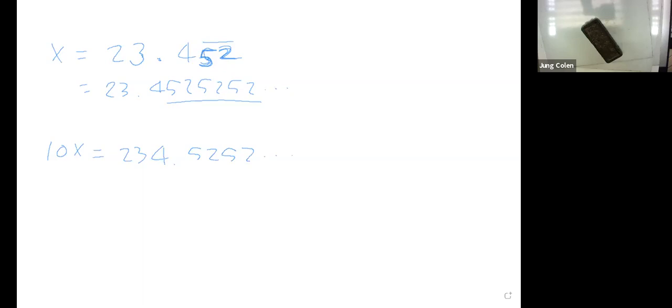Here again, we know that 52 is repeated, so you're going to multiply this whole thing by 100. And I can put it up here, right? 100 times 10 is 1,000. And here you have 23,452. I'm going to line up. So I have 2.